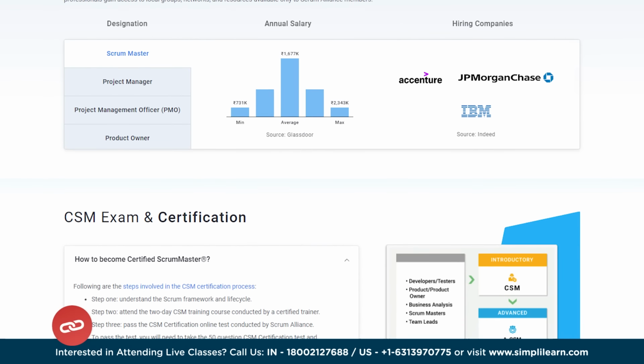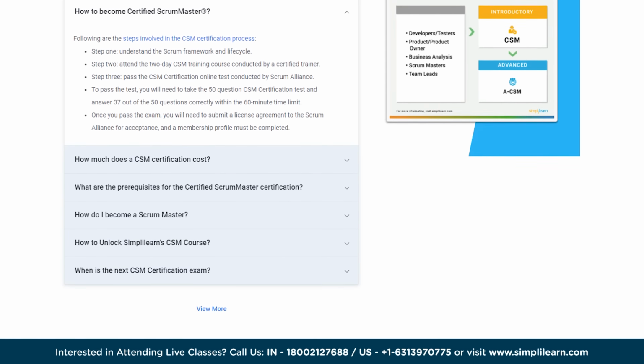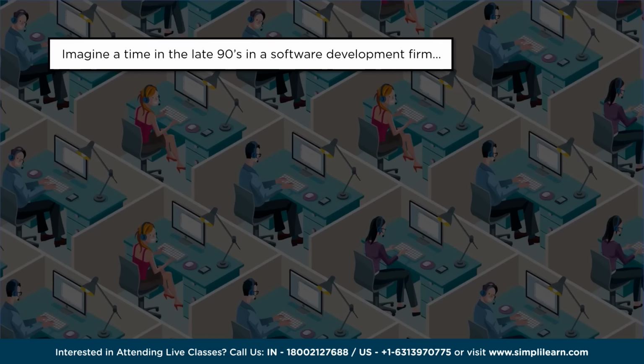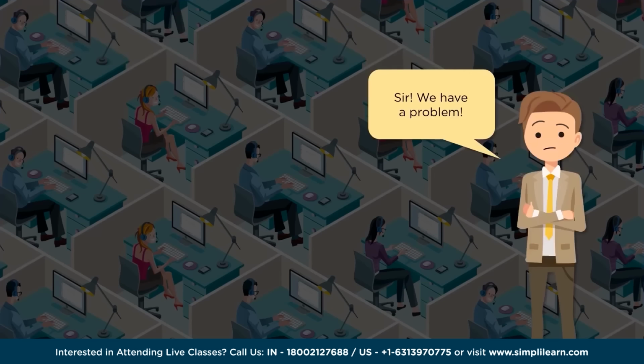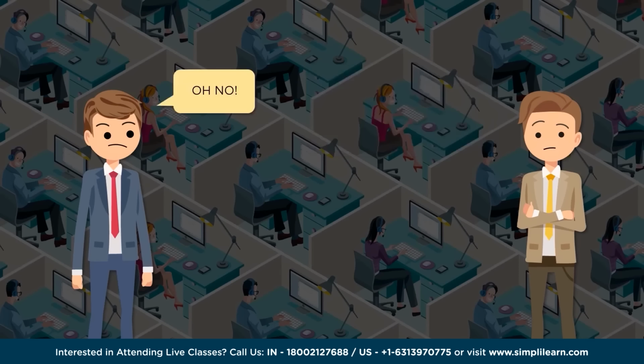So without any further delay, let's begin by understanding what is Agile methodology. Look at a time in the late 90s, what was happening with software development firms. They used to follow waterfall methodologies. There used to be an expression like, "Sir, you have a problem." What happened? Our client wants a new feature in the software. We are already midway creating the software. We can't add the feature. So what does it mean?